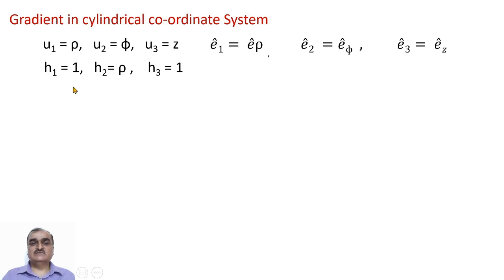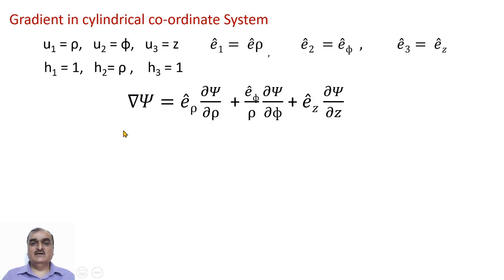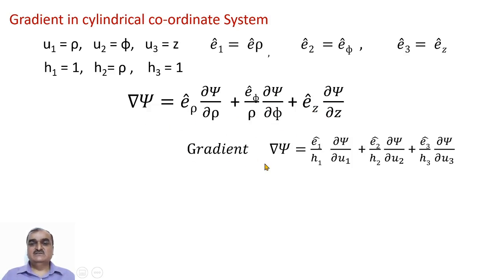We substitute these values in the general expression of gradient, then we get del psi is equal to e rho cap del psi by del rho, plus e phi cap upon rho del psi by del phi, plus ez cap del psi by del z. This is the expression for gradient in the cylindrical coordinate system. In the general curvilinear coordinate system, this is the expression we have obtained.